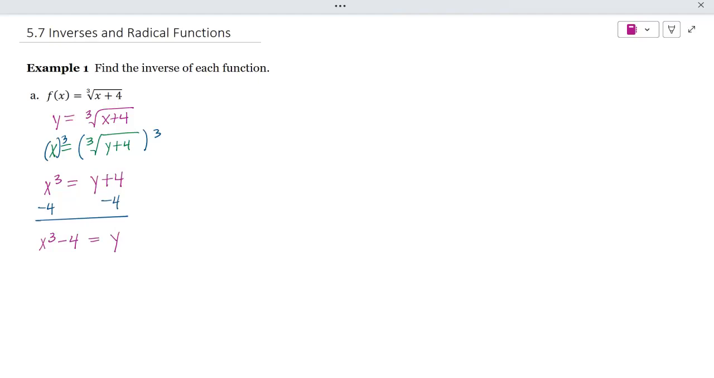And then the final step is to rewrite y as f inverse of x. So this is our answer. F inverse of x is x cubed minus 4. Let's go take a look at Desmos and see how these two graphs look next to one another.